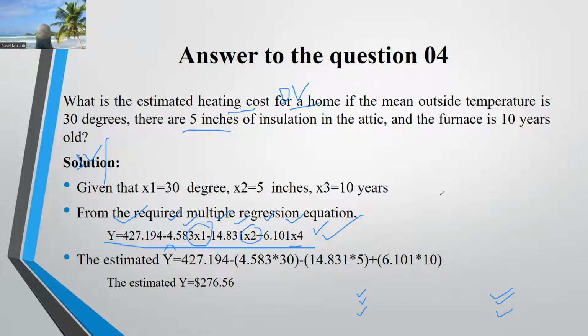Estimated cost means the estimated value. Estimated value of y equal to $276.56 when the outside temperature is 30 degrees, insulation of attic is 5 inches, and furnace age is 10 years old. Our estimated heating cost is 276.56 units. Okay.